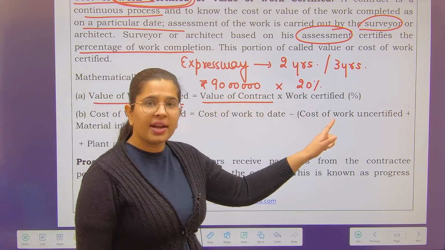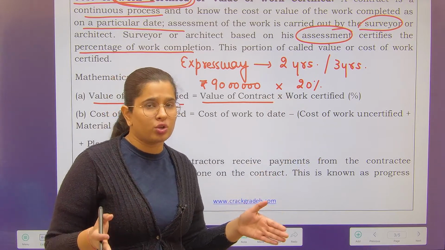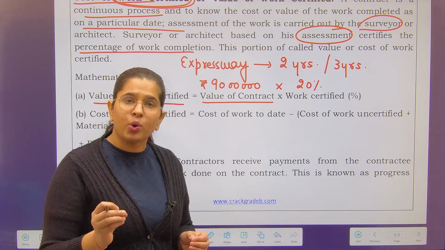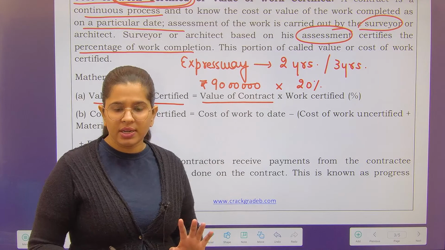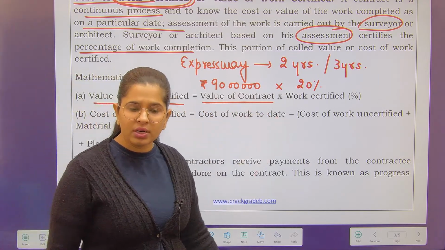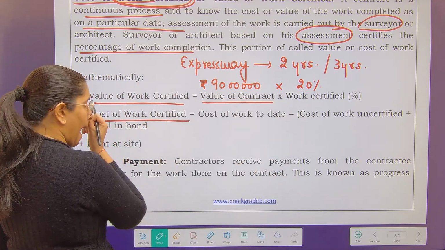Next, work certified. You have completed the stretch between Jaipur and Dausa. So the surveyor has come, he does the assessment, and he says that 20% of the work has been completed. So this is how you will find out the value of work certified. Next is cost of work certified.